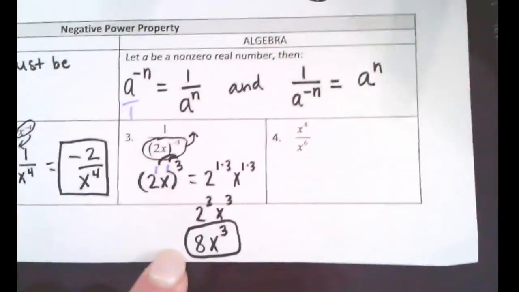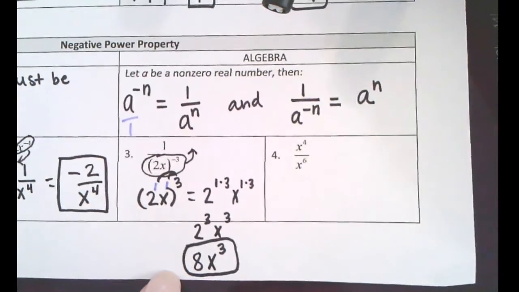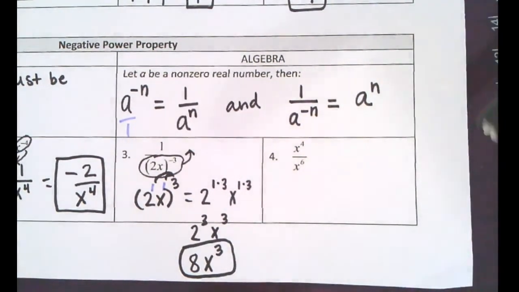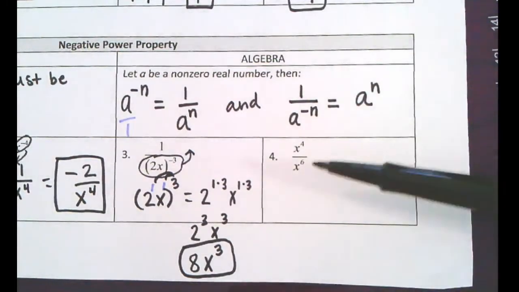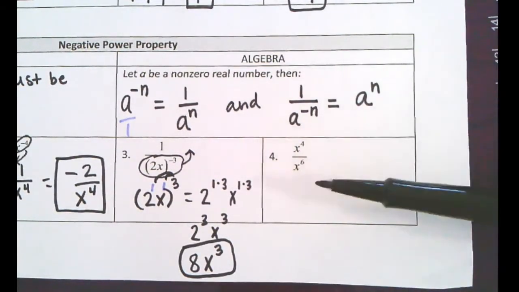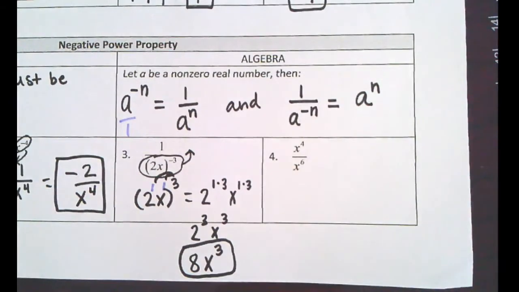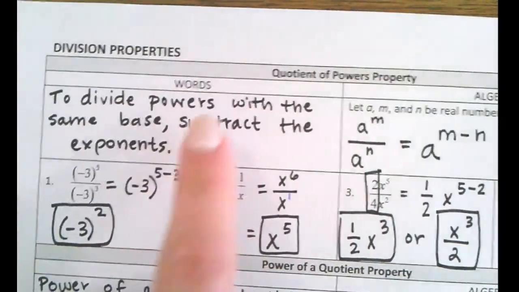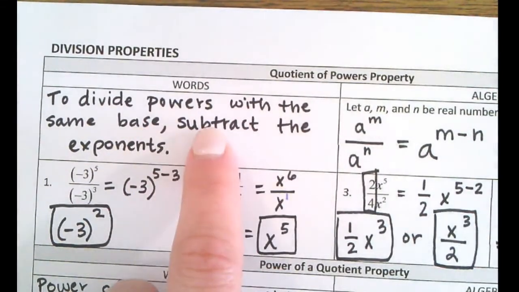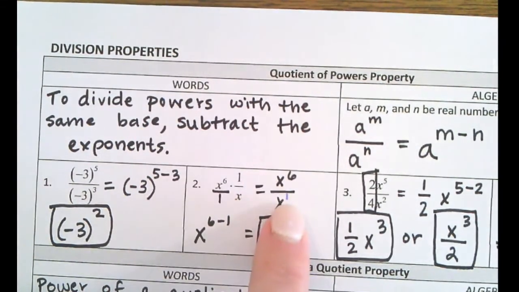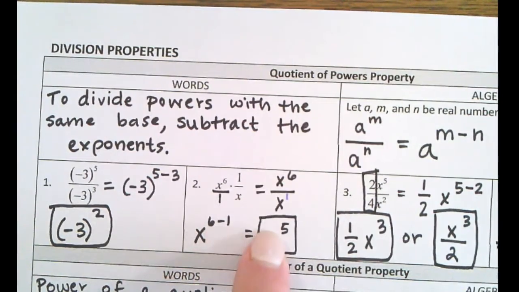Our last problem here, I'm going to show you why we need to learn and use these negative exponents. Notice our last problem is a division problem. x to the 4th divided by x to the 6th. Going back up to our division properties, to divide powers with same base, we subtract the exponents. So like we did here, x to the 6 over x to the 1, 6 minus 1 equals 5.